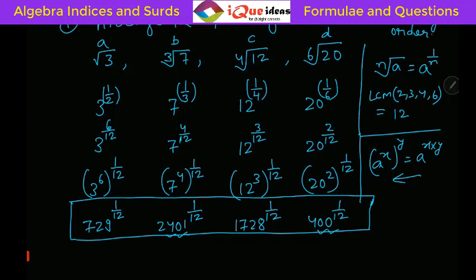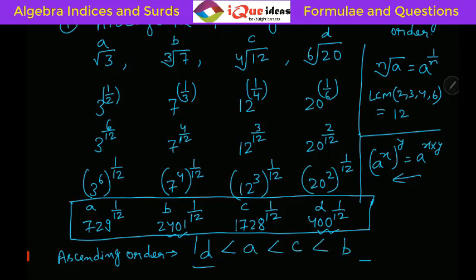Okay, so if I have to arrange them in order, if this was A, this was B, this was C, this was D, then the ascending order for these numbers will be: the smallest will come first, that is D is the smallest, then it is A, then larger than A it is C, and the largest would be B. So this is the ascending order answer for this question.